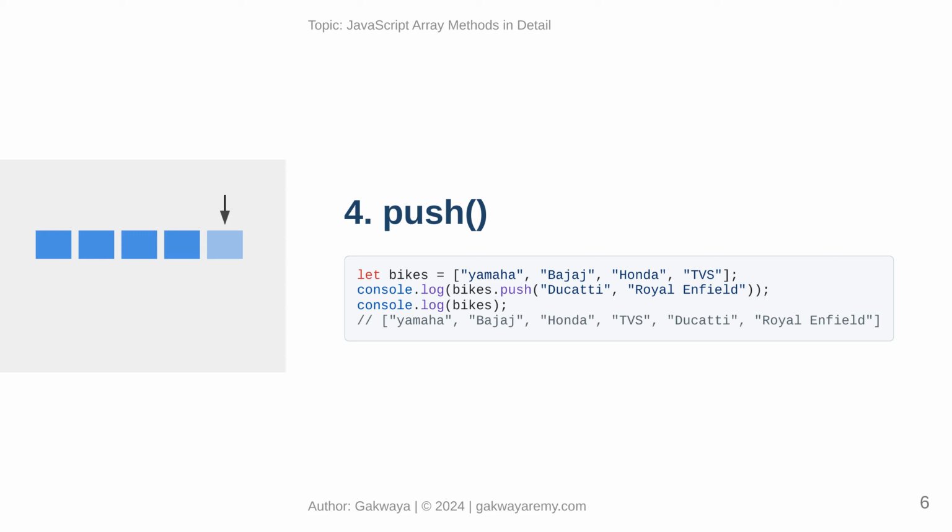Push adds one or more elements to the end of an array and returns the new length. Like pop, this is a mutating method. It's very versatile as you can add multiple elements at once. This is commonly used when you need to add new items to a collection, like adding new tasks to a to-do list.